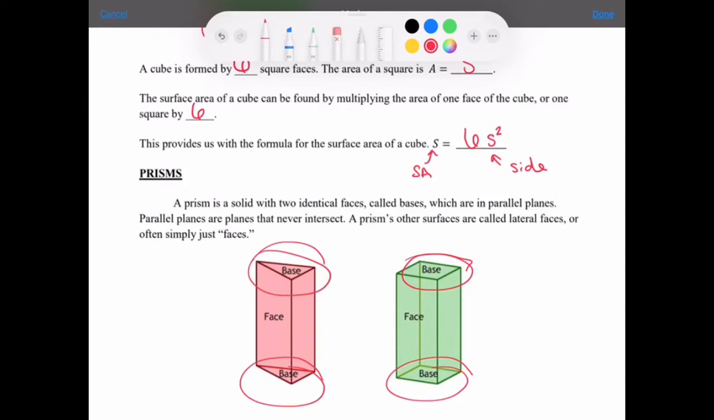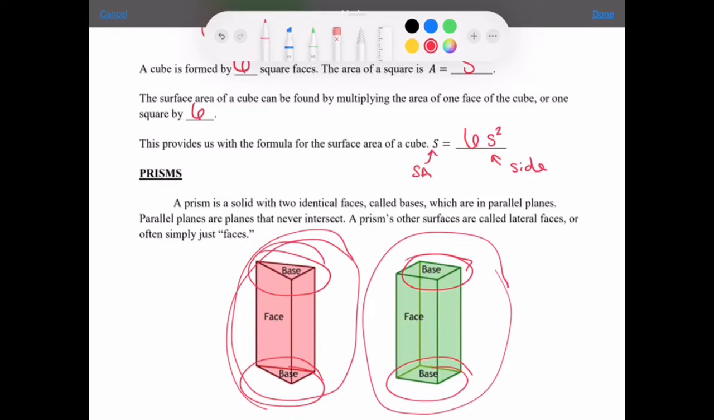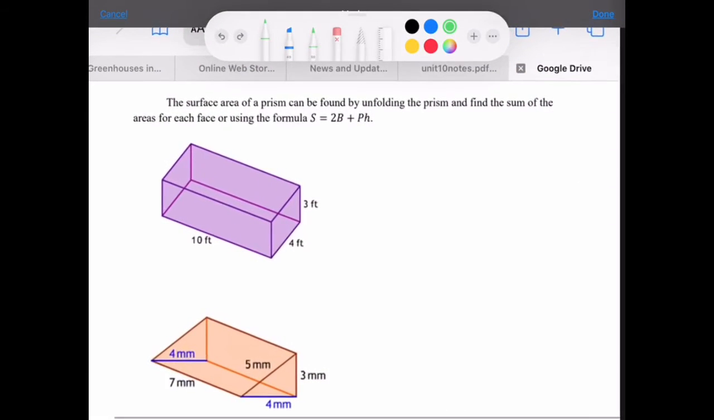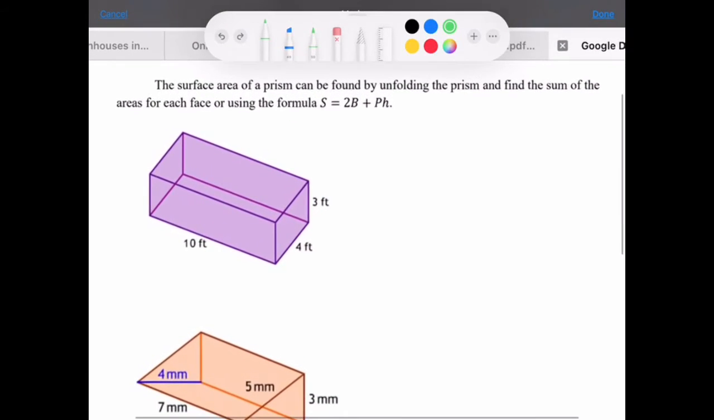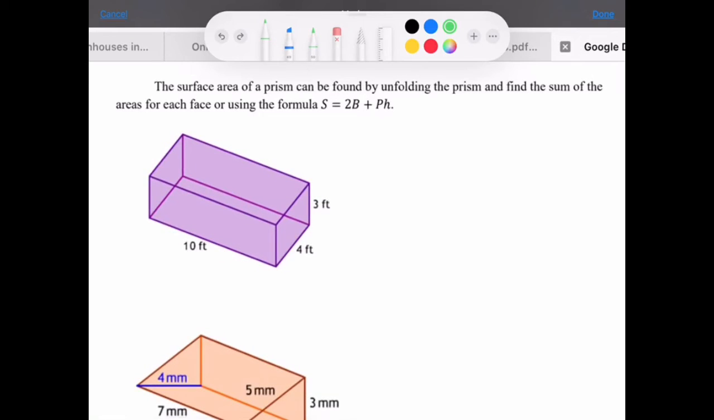So this is sort of like the rectangular version of a cube, this one here, and this is a triangular version, okay? So this is what we call a prism. Okay, let's look at an example. The surface area of a prism can be found by unfolding the prism and finding the sum of the areas of each face, using this formula.